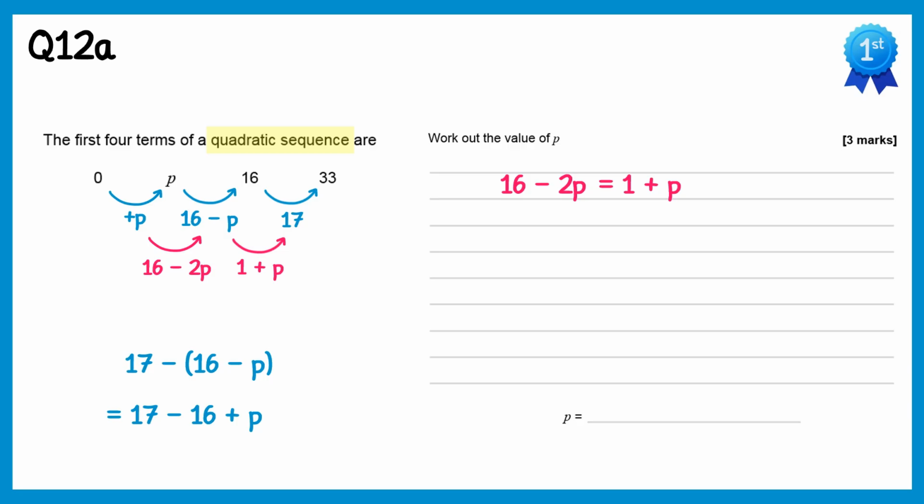We can solve this equation. We'll start by adding 2p to both sides. On the left hand side the 2p's will cancel, so we've got 16, and on the right hand side it's 1 plus 3p. Then take away 1 from both sides. On the left you get 15, and on the right the 1's cancel, so it's 3p. Then divide both sides by 3, and you'll get the answer p equals 5, which is the answer to the question.